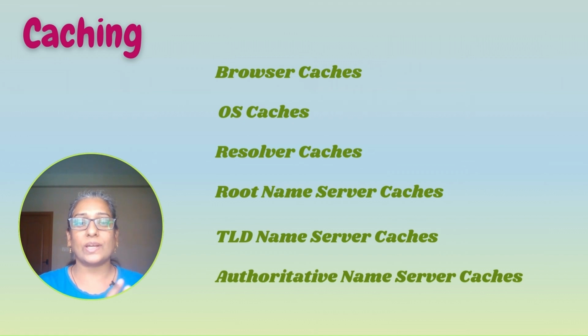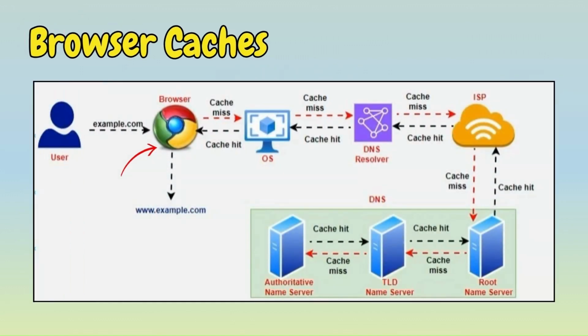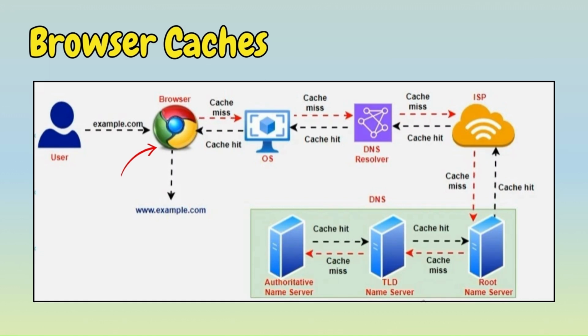We saw earlier that the DNS query results are cached at various levels. Let's go a bit deeper. Caching occurs at various levels, including browser caches, OS caches, DNS resolver caches, as well as caching at the ISP level and across various tiers of DNS name servers. Web browsers often cache DNS records locally to reduce DNS lookup times for frequently visited websites. When a user visits a website, the browser may store DNS information in its cache to expedite future visits to the same site.